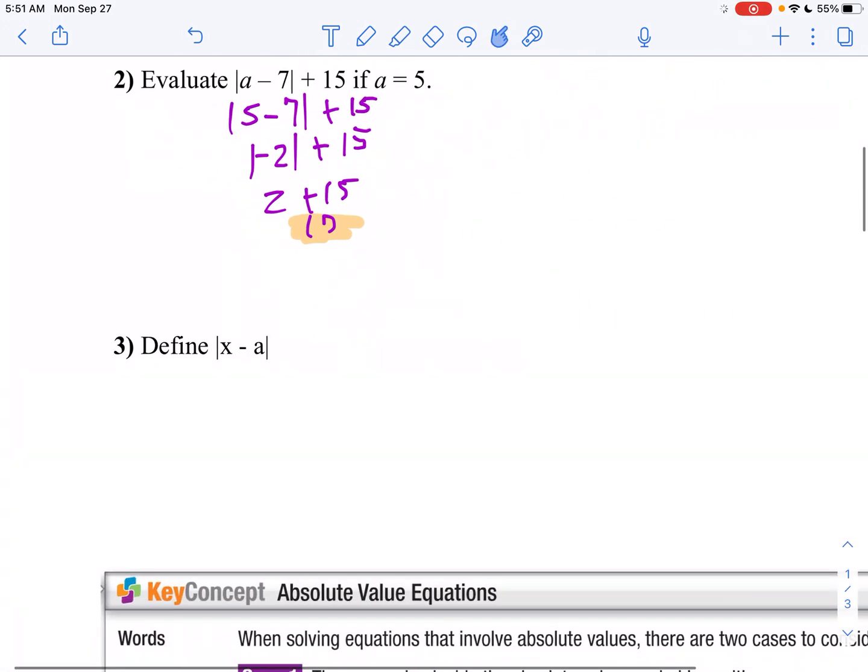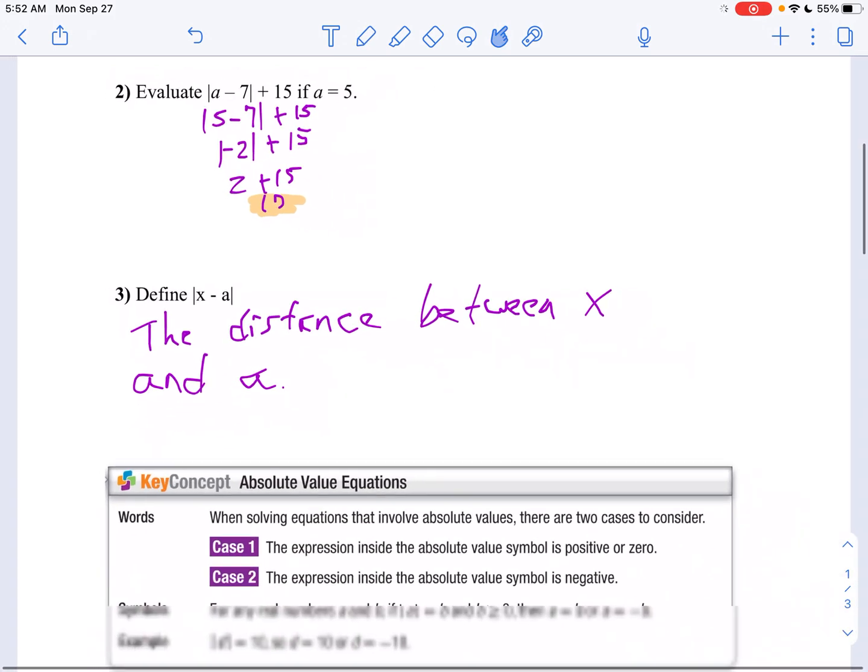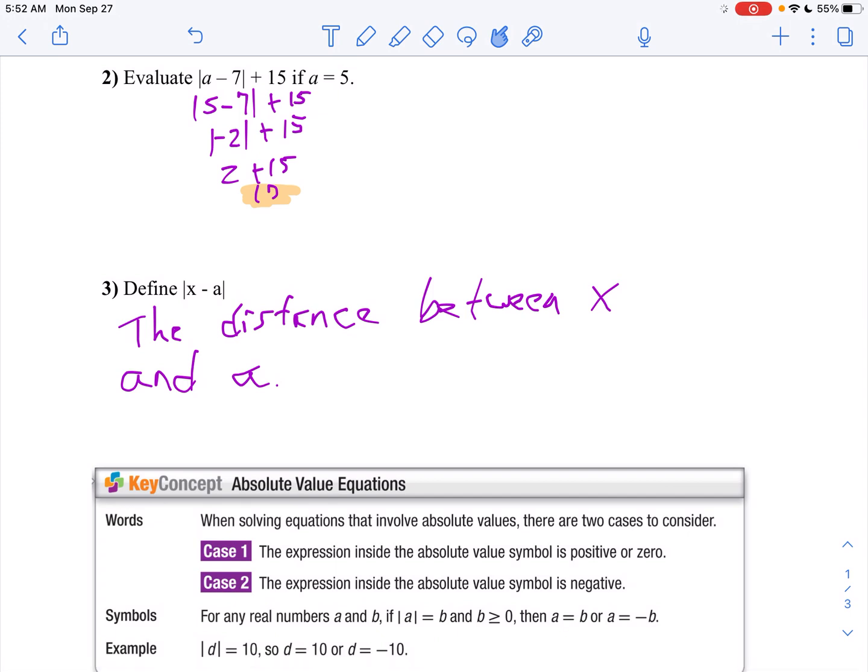Now let's define the absolute value of x minus a. Well, since absolute value has distance, it's the distance between x and a. So if you're subtracting two numbers, like the distance between 3 and 5, to find that, I'd say 5 minus 3, take the absolute value of it.